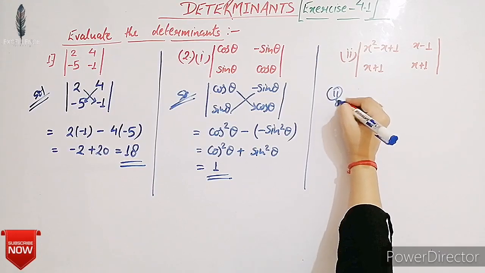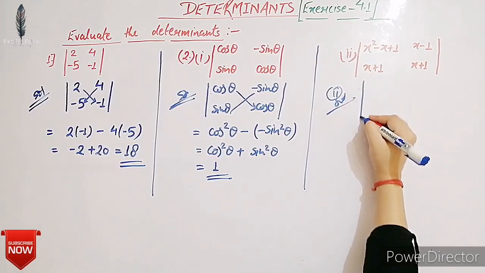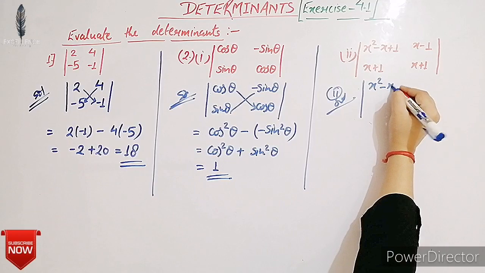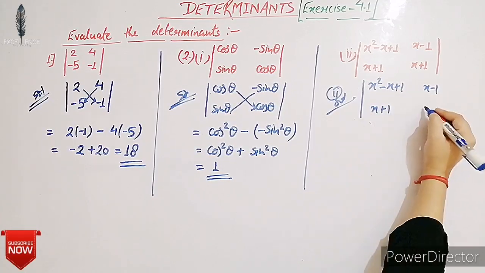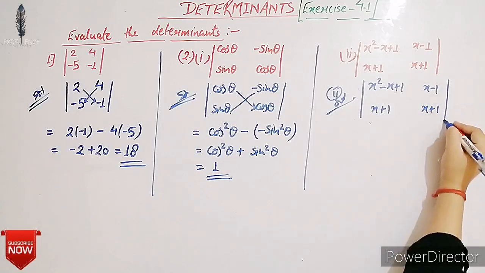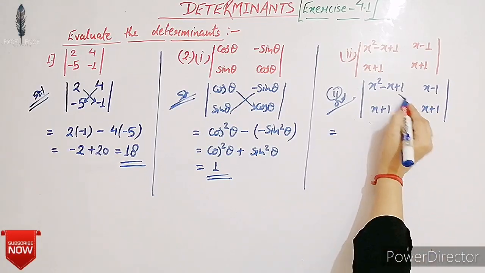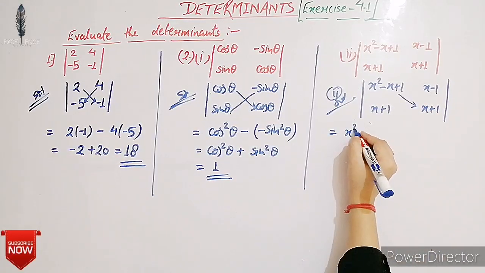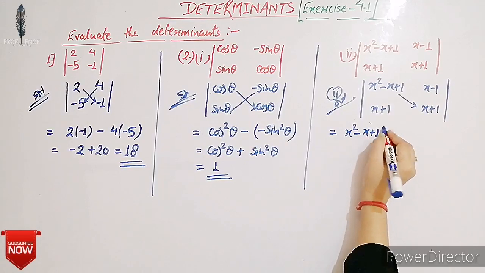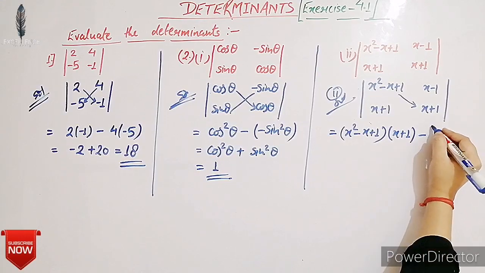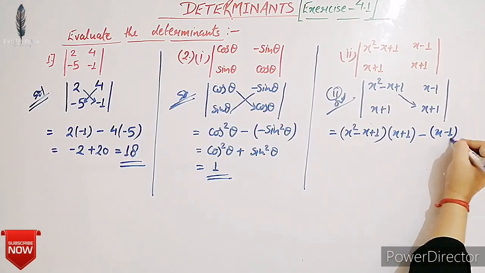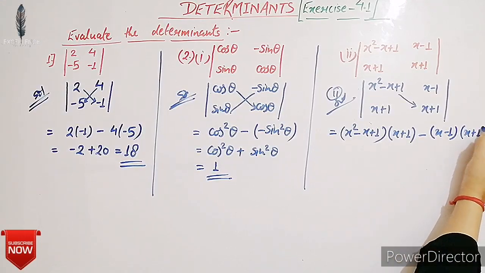Now here in the second part, the given determinant is x square minus x plus 1, x minus 1, x plus 1 and x plus 1. Now cross multiplying, we get x square minus x plus 1 into x plus 1, minus x minus 1 into x plus 1.